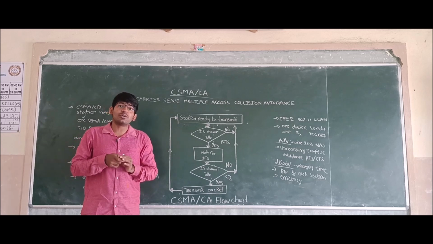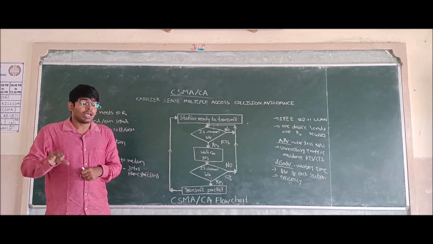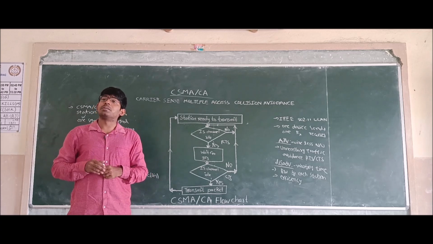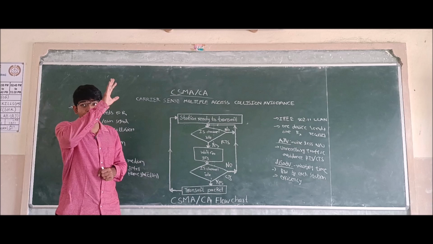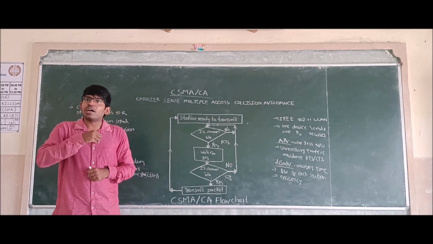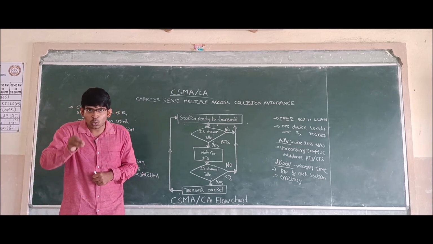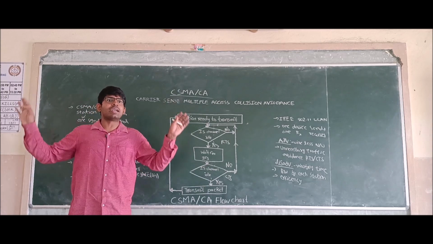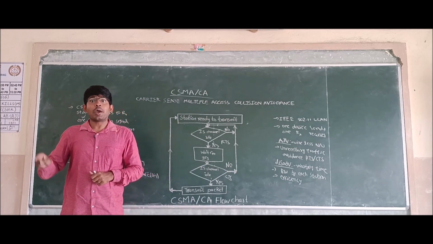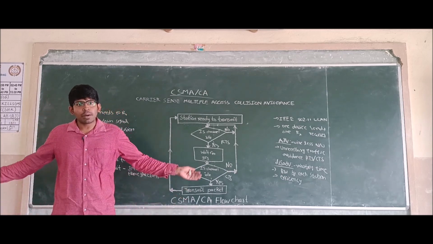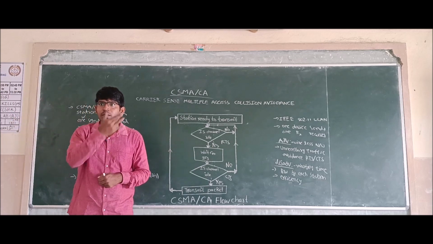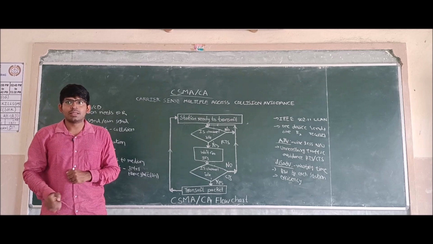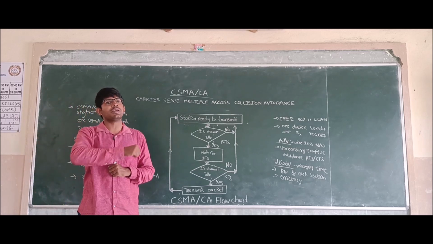When the station is ready to transmit, we check whether the channel is idle or not. Is there any data in the channel? Are there any frames already in the channel? We are checking. If there is no data in the channel, we still do not send the data immediately. Why? To avoid collision. Because the remaining stations may also think that since the channel is idle, they can send data. That is the problem we saw previously.